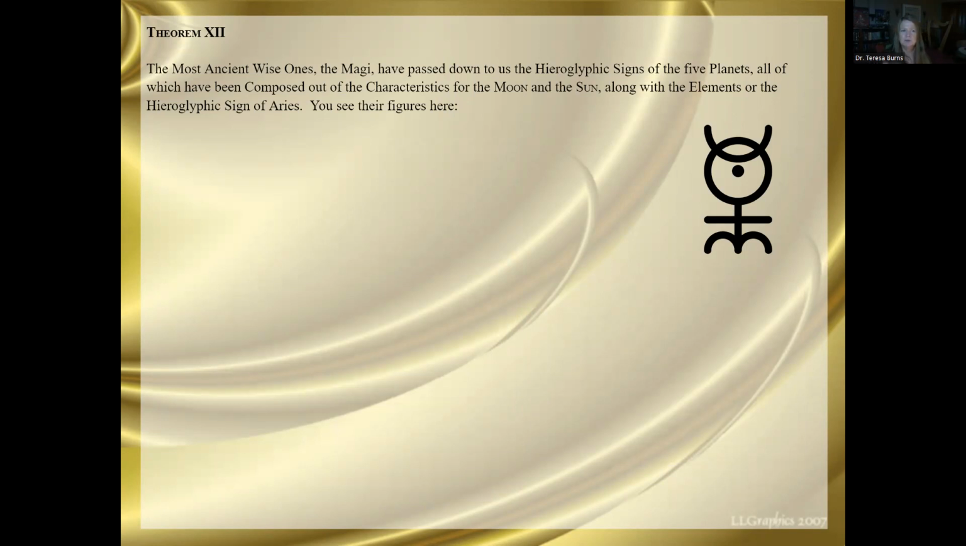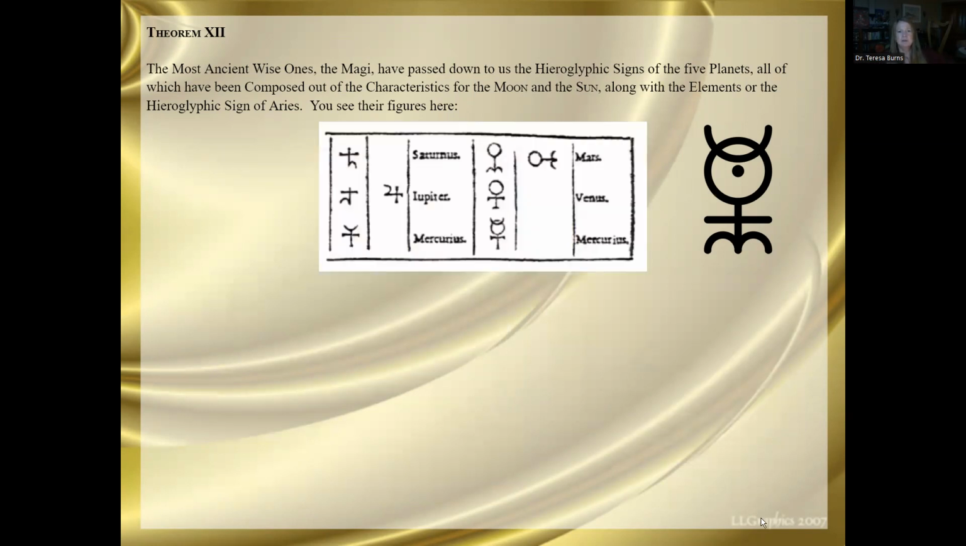He has told us the most ancient wise ones, the Magi, have passed down to us the hieroglyphic signs of the planets, all of which have been composed out of the characteristics for the moon and the sun. Now we know this is his moon sign, this crescent above, and this circle and dot is the sun. It's also, for the Pythagoreans, a symbol of the whole monad, and this whole thing is a stylized Mercury. But he's going to give us figures of the planets.